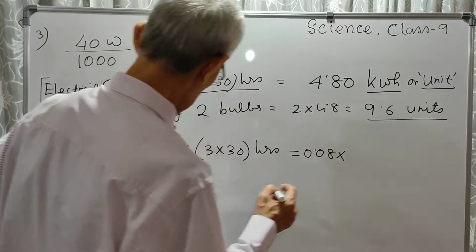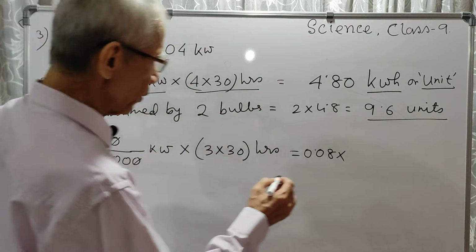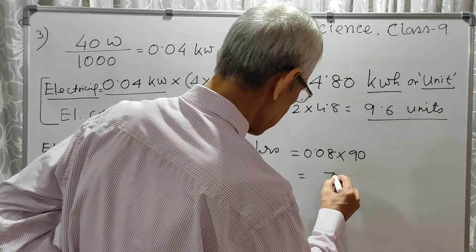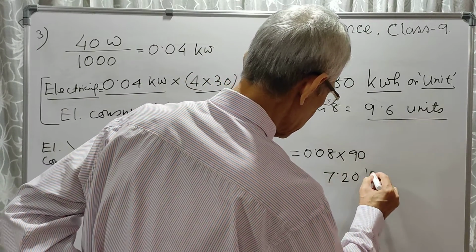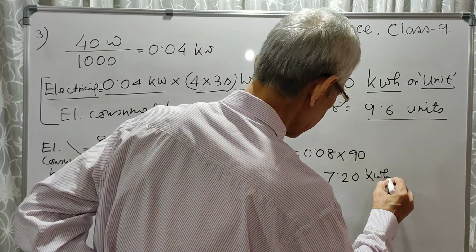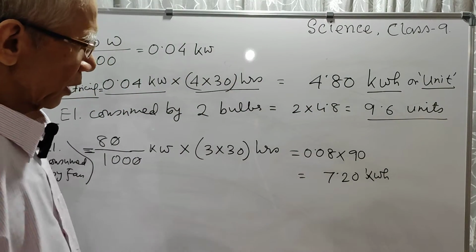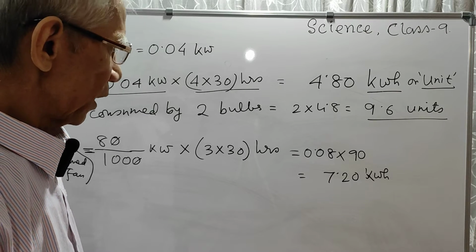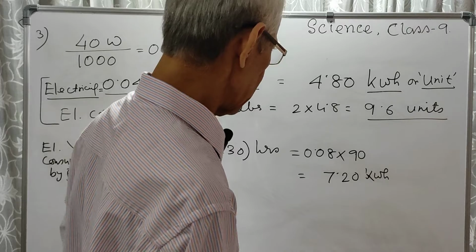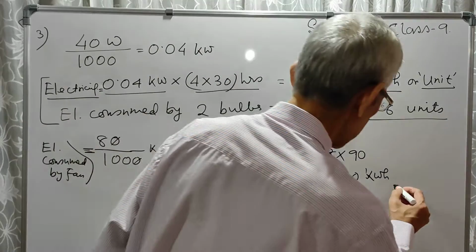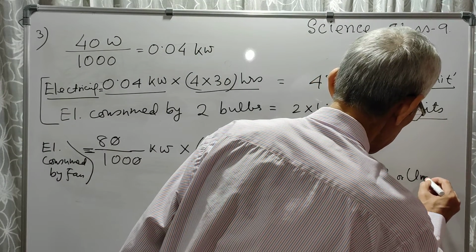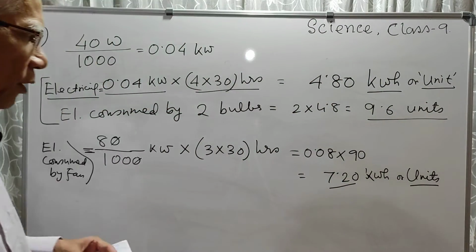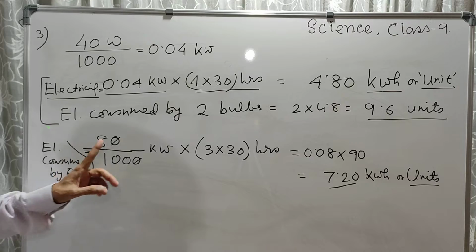So this part will be 0.08 into 90. That means what? 7.20 kilowatt hour, isn't it? So 0.08 into 90 gives 7.2, which means 7.2 kilowatt hour or units. So 7.20 kilowatt hour, that is the unit used by one fan in a month.